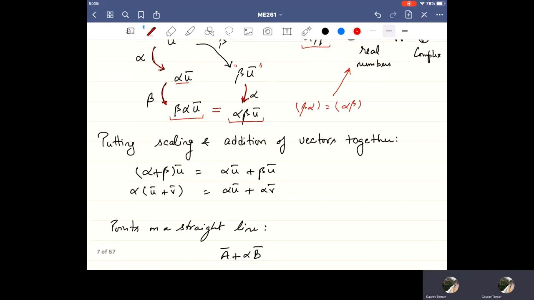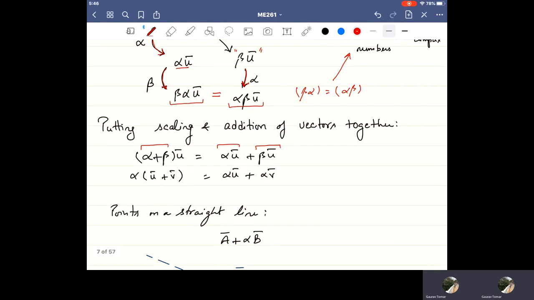And if you put scaling and addition together, you get interesting properties, which are essentially distributivity. If you add the two scalars and then scale with that, it's like scaling the same vector by them individually and then adding them up. The result is going to be equivalent. Or you can add two vectors and then scale with alpha, which is going to be equivalent to scaling both vectors with alpha and then adding them up.